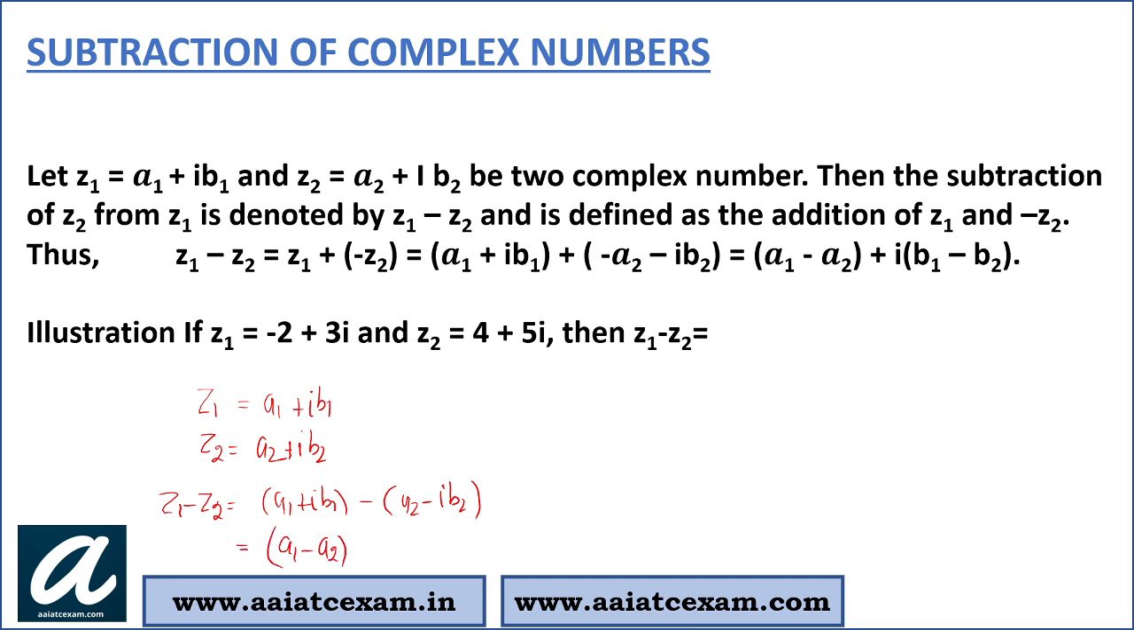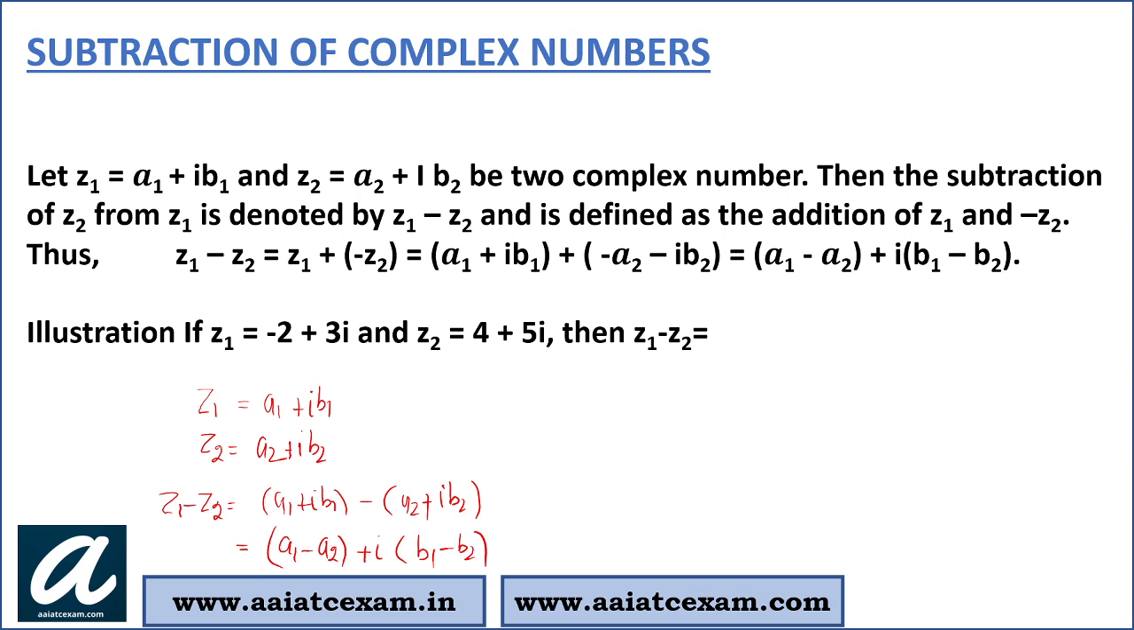You will subtract real part with real part only, and then you will take iota common, and this will become b1 minus b2. You will subtract real part with real part only and imaginary part with imaginary part only. So this is how you will subtract.